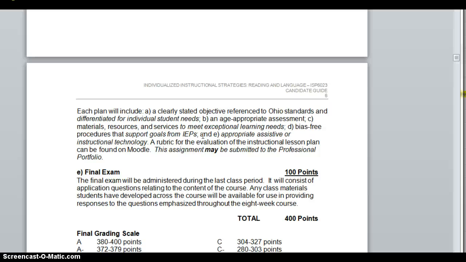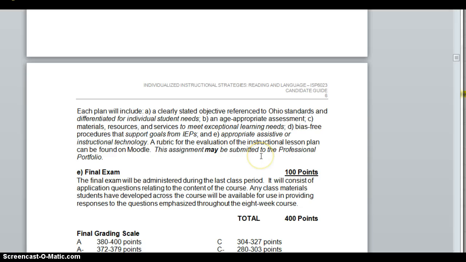Hopefully we will get a chance to explore this even more in class, but just as a brief overview of bias-free procedures, that's making sure that if you have students with certain needs, none of the wording you're choosing is excluding any of those students, but that it's either open-ended enough to encompass many different needs or specific enough that you are detailing this group of students is doing the project this way and this group of students will be needing the modifications outlined below. You're also going to look at appropriate assistive or instructional technology that could be included to better support your lesson plan.